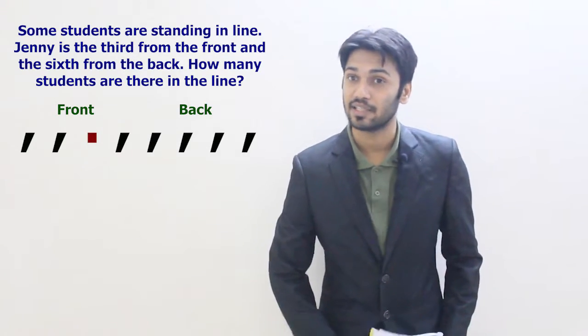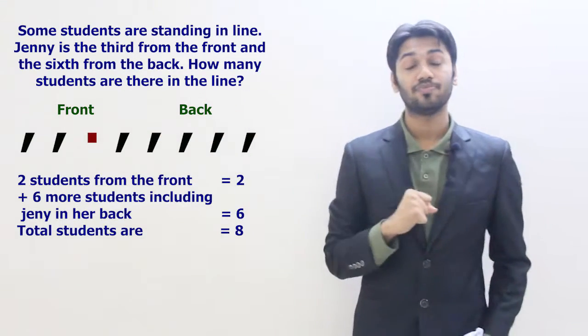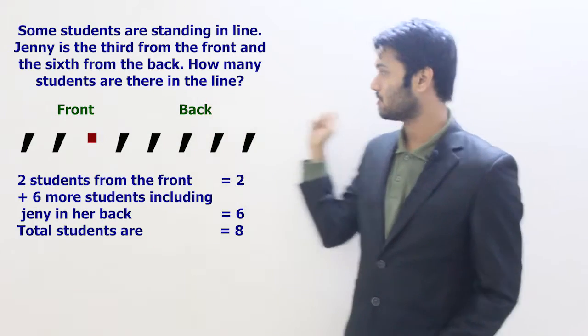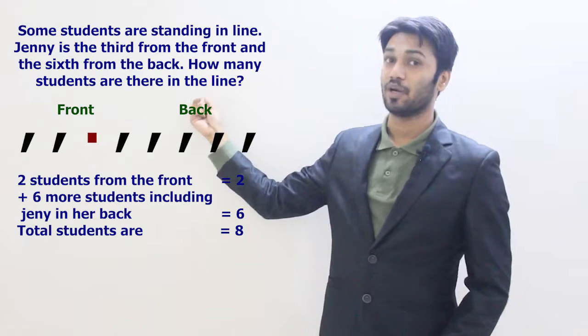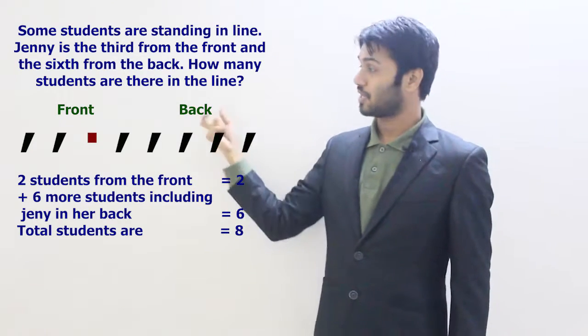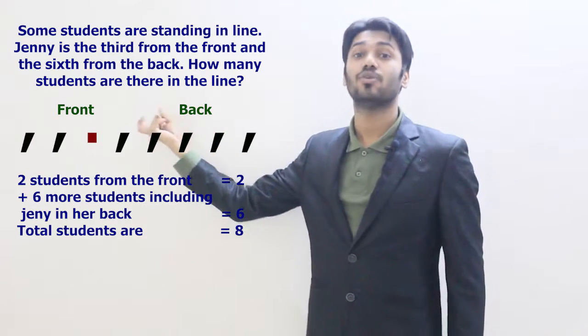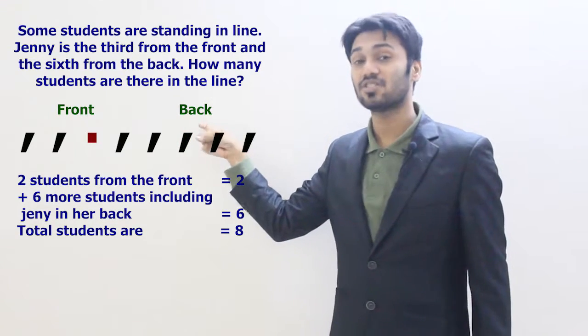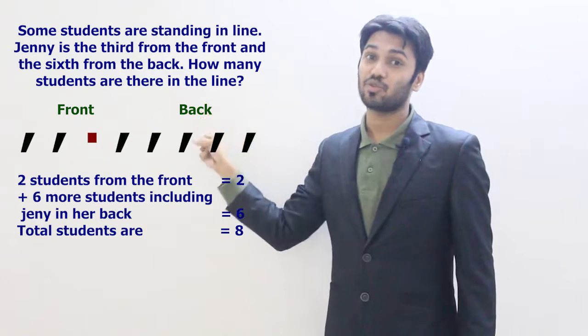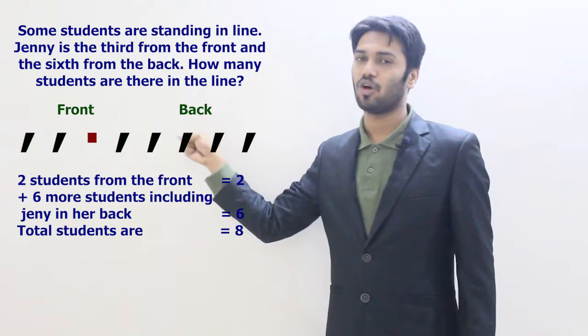Look at it. 1, 2, 3. Third here, and if you are counting it from this area, it should be the 6th one. Now look at the trick. How many people are in front of Jenny? 1 and 2. Now if you are counting backwards, he is in the 6th position. That means 6 equals 6 plus 1 and 2.